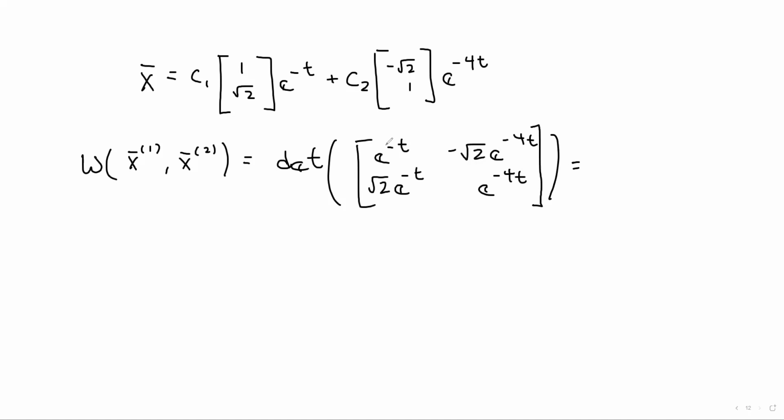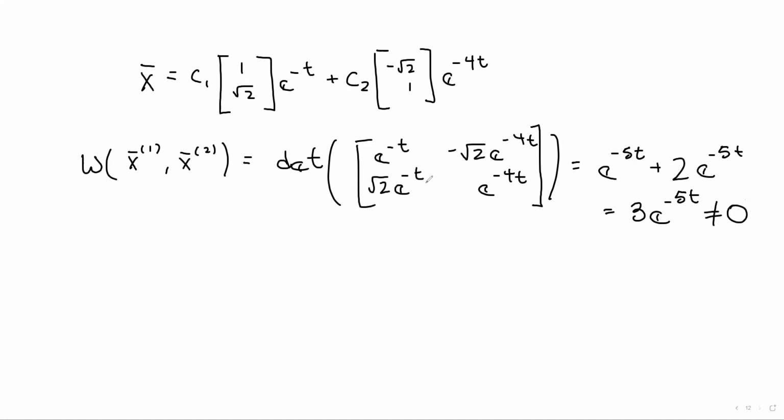And so what does that get us? We take this times this, that's going to be e to the negative t times e to the negative 4t. You got to add the exponents. So we're going to have e to the negative 5t. And then minus this times this. So we're going to get a double negative there. We got plus 2 e to the negative 5t. And so this equals 3 e to the negative 5t, which is not equal to 0.